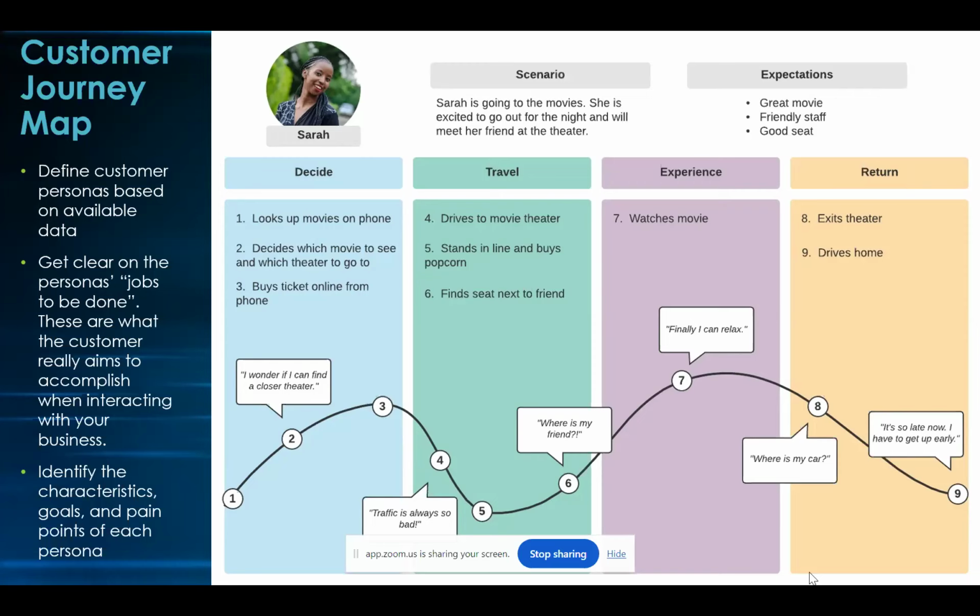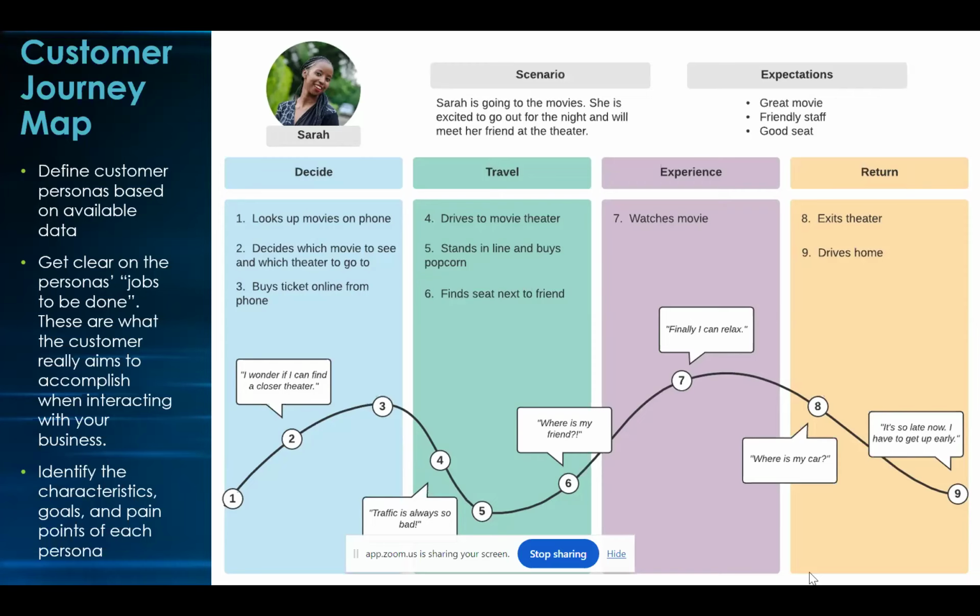So she looks up her phone, decides which movie, buys a ticket, and she's thinking, I wonder if I could find a closer theater. It's obvious that where she's going is too far for her. So is there an opportunity for the business to build a cinema closer? Maybe Sarah is not the only one. Maybe there are a lot of people in that area that, if they had a closer movie theater, would attend the movies more. But because it's so far, they're not really doing it. So could that be an opportunity that Odeon takes advantage of?